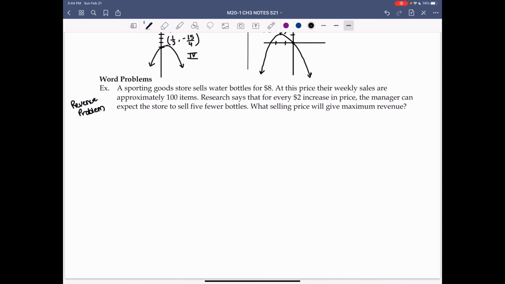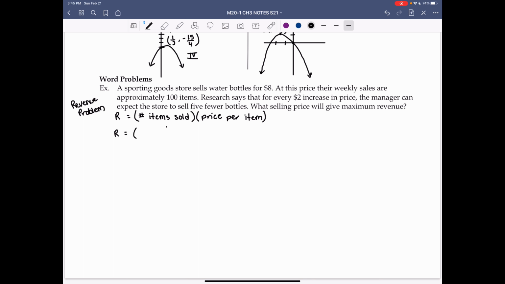Pretty much every revenue problem is going to be set up and solved in the same way. Revenue in general, we'll call R, equals the number of items sold times the price per item. So if the water bottles are $8 each and you sell 10 of them, then 8 times 10 equals 80 is your revenue.